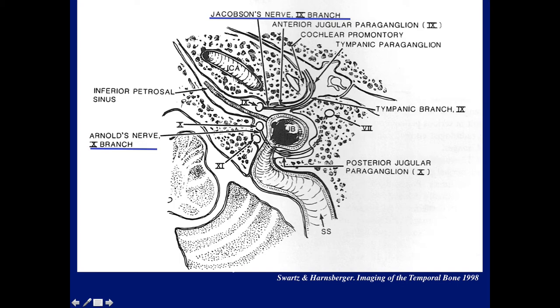The same here with the nerve of Arnold, a branch of the 10th, which travels towards the jugular fossa. And again, we have these paraganglion bodies, and that's why we'll get a jugular fossa paraganglioma. So this is the importance of these two nerves, Arnold's nerve and Jacobson's.